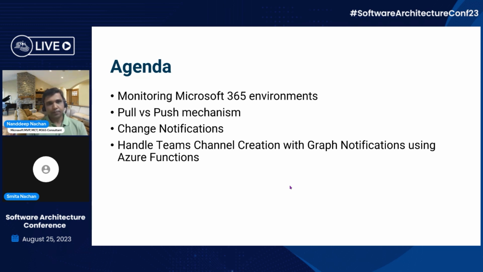In case you're not aware, there is something called Microsoft Graph in the Microsoft 365 territory, wherein all of the changes, notifications, or events happening in your environment can be tracked through Microsoft Graph APIs. Then we are going to talk about a simple scenario wherein we will handle Teams channel creation with Graph notifications using Azure Functions. That is one way we are going to show you, but it is not limited to one way. There are other aspects you will be able to do as well. That is what we are going to cover in this session.